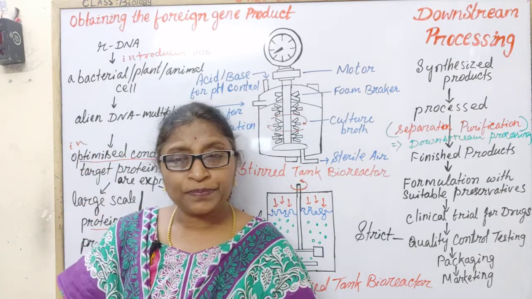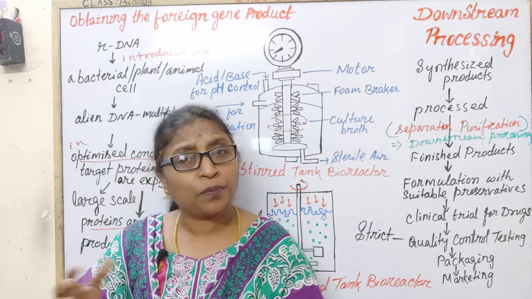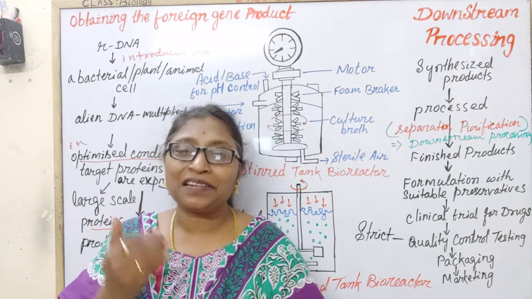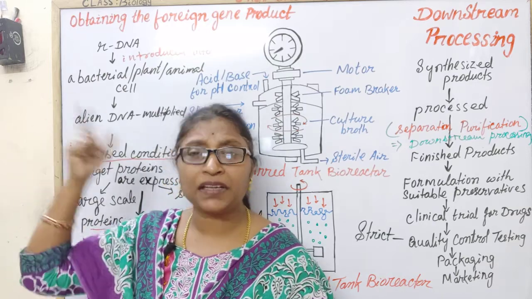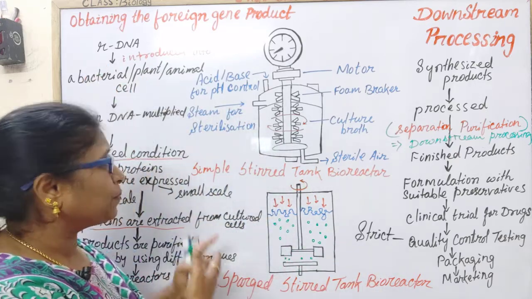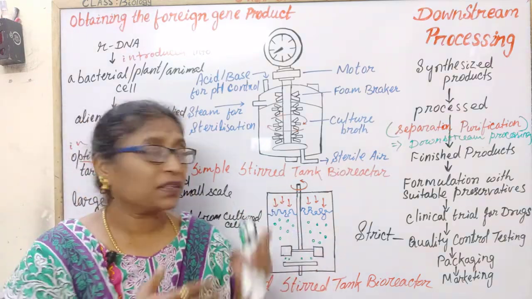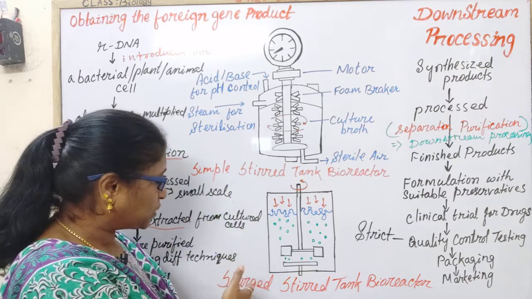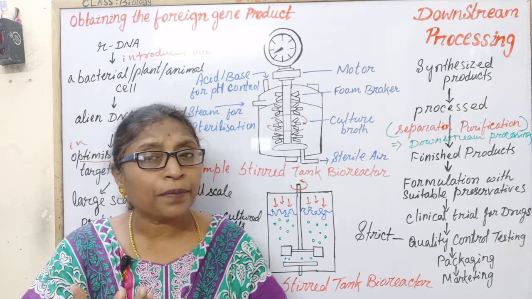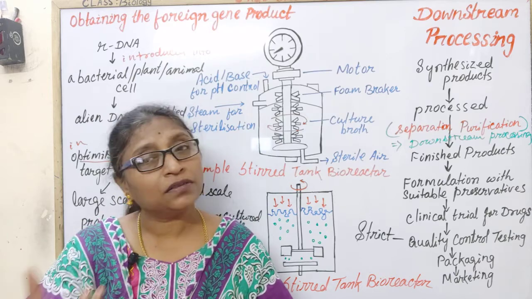Then cloning is done either by host cell based cloning or by the PCR method. PCR based cloning is done by polymerase chain reaction, using a thermocycler. Once it is cloned, the next step is obtaining the foreign gene product, using a bioreactor, either a simple stirred tank or a sparged stirred tank, to extract the products from the cultured cells.